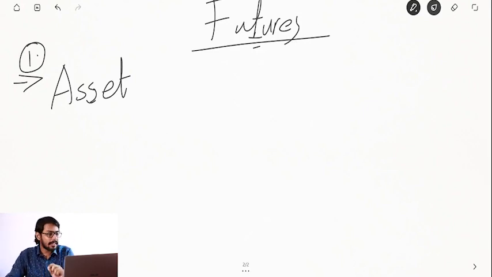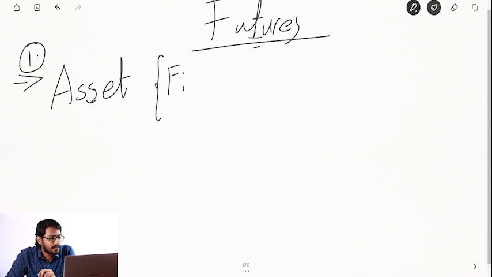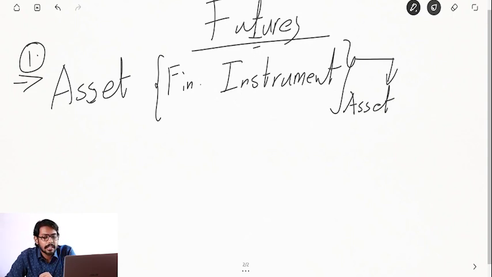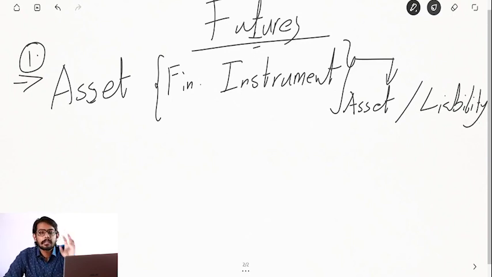Now let me rectify it a little better. It's not exactly an asset, it's a financial instrument. That would be a more correct term. Now, what is a financial instrument? A financial instrument is a tool that is an asset for one person and liability for another. Liability, what is the spelling of liability? A financial instrument is something that is an asset in one person's hand and liability in another.